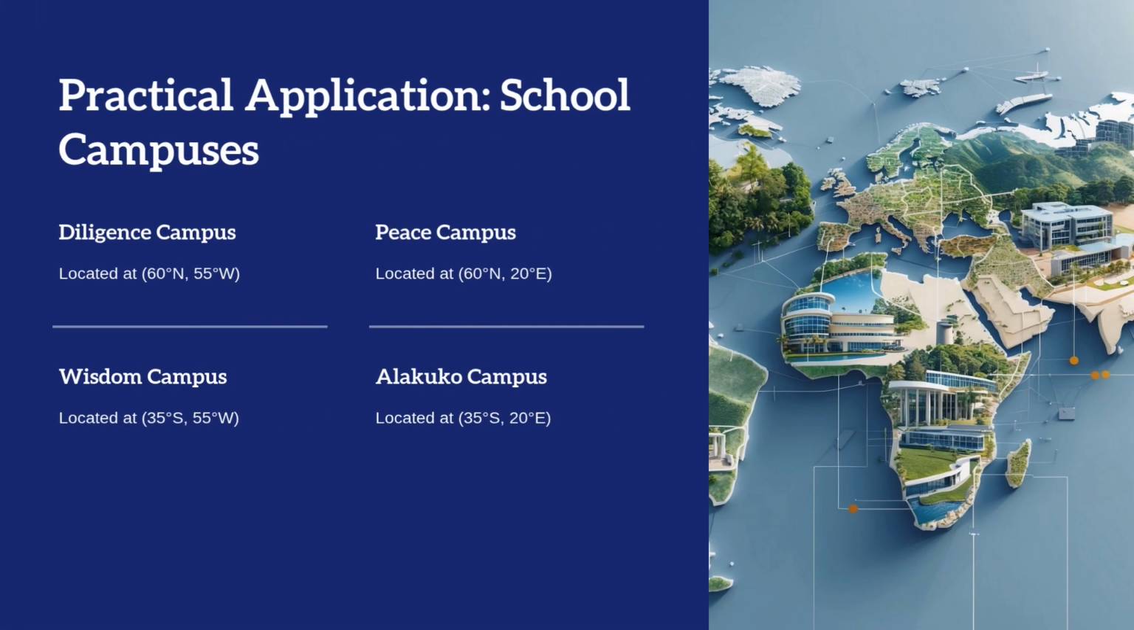Practical application: school campuses. Diligence campus is located at 60 degrees north, 55 degrees west. Peace campus is located at 60 degrees north, 20 degrees east. Wisdom campus is located at 35 degrees south, 55 degrees west. Alakuko campus is located at 35 degrees south, 20 degrees east.